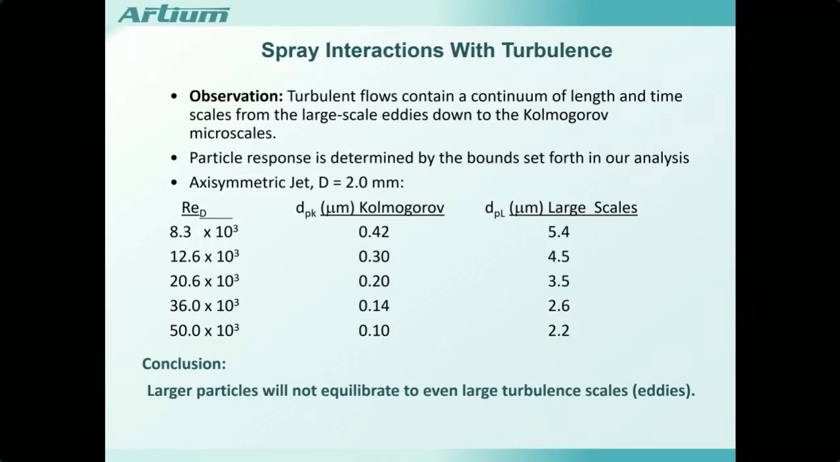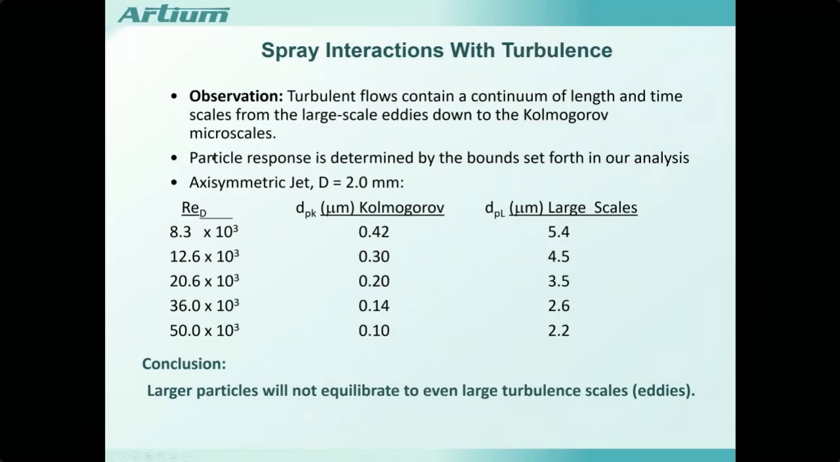I spend a lot of time also on analyzing the response of particles to turbulent flows. We need to remember that turbulent flows have a continuum of length scales and time scales from large scale eddies down to the Kolmogorov microscales. The large scales are typically defined by, for example, a jet diameter or boundary layer thickness or some other scale in the flow. The Kolmogorov scales are the very small scales as the turbulent eddies break down. It's the Kolmogorov scales where the turbulence energy dissipation occurs.